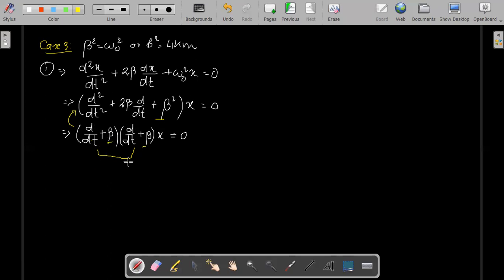What I am going to do now is a replacement here, and let me show you that replacement. Let one of the terms, d/dt plus beta, into x, be y. If you do that, this term gets modified.